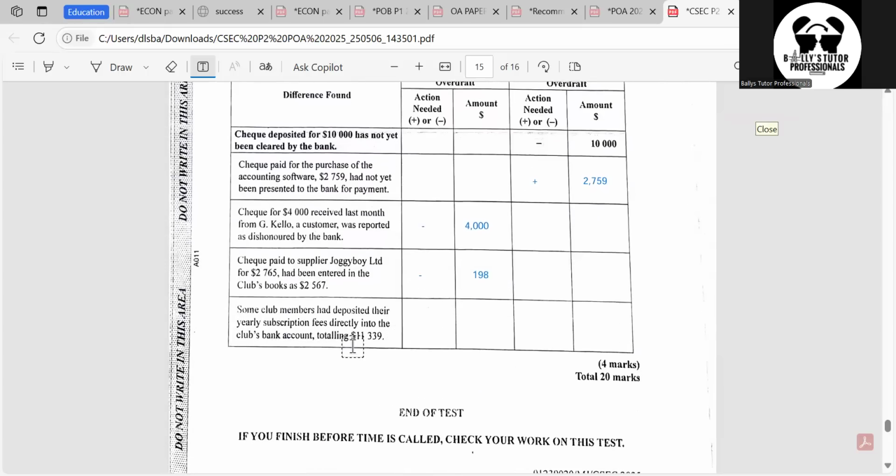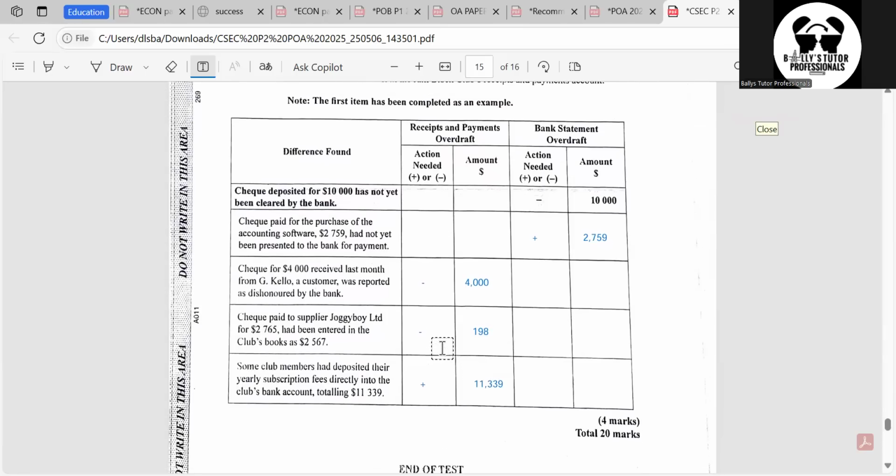And then the last one, some club members had deposited their yearly subscription fees directly into the club's bank account: 11,339. That's money we receive. So we add that, right? So we're going to add 11,339. So a super question in my opinion. But what are you going to do?